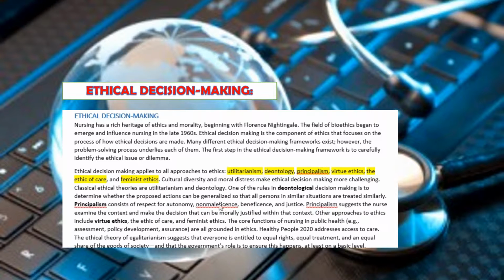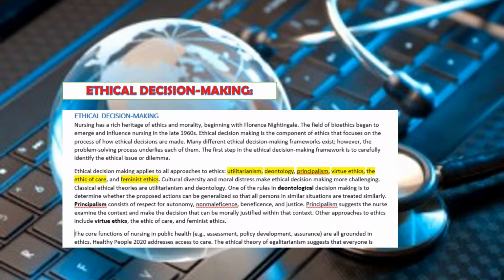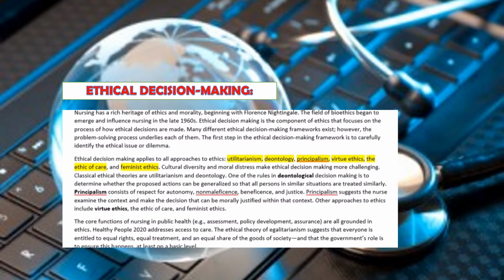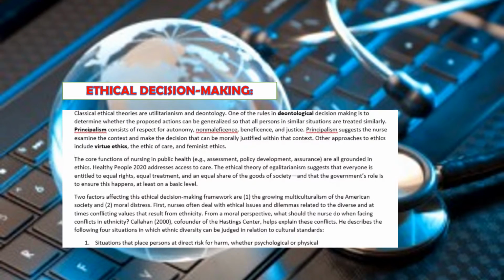Principalism consists of respect for autonomy. Remember, the principles that are established are part of nursing care. Principalism suggests that a nurse examine the context and make decisions that can be morally justified within that context. Remember, we talked about virtue ethics and feminist ethics. The most important thing we need to talk about is that the core functions of nursing, public health nursing, are grounded in ethics. They're grounded in ethics, so it's important for you to have a very good command of that.